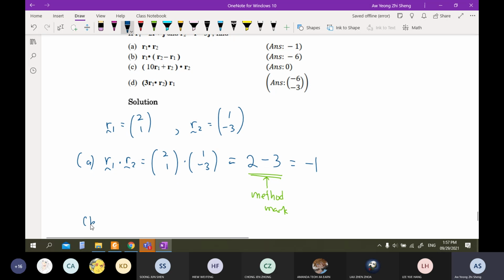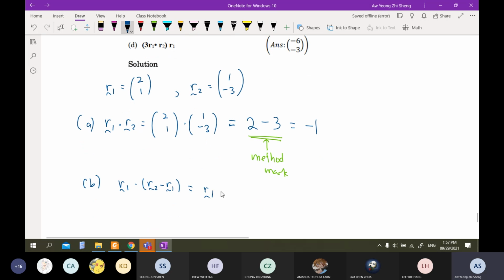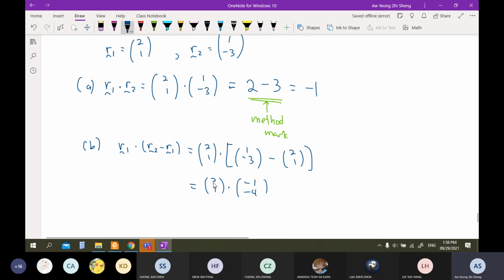Okay, then for part B, R1 dot with R2 minus R1. R1 dot with R2, we can sub in. Minus R1, and R1 is (2, 1). In fact, for R1 we can also sub in the numbers already: (2, 1) dot with. Now in my square brackets, I can compute it so that it becomes just a single vector. This is (-1, -4). Then next you will have to write minus 2 minus 4. That gives you minus 6.